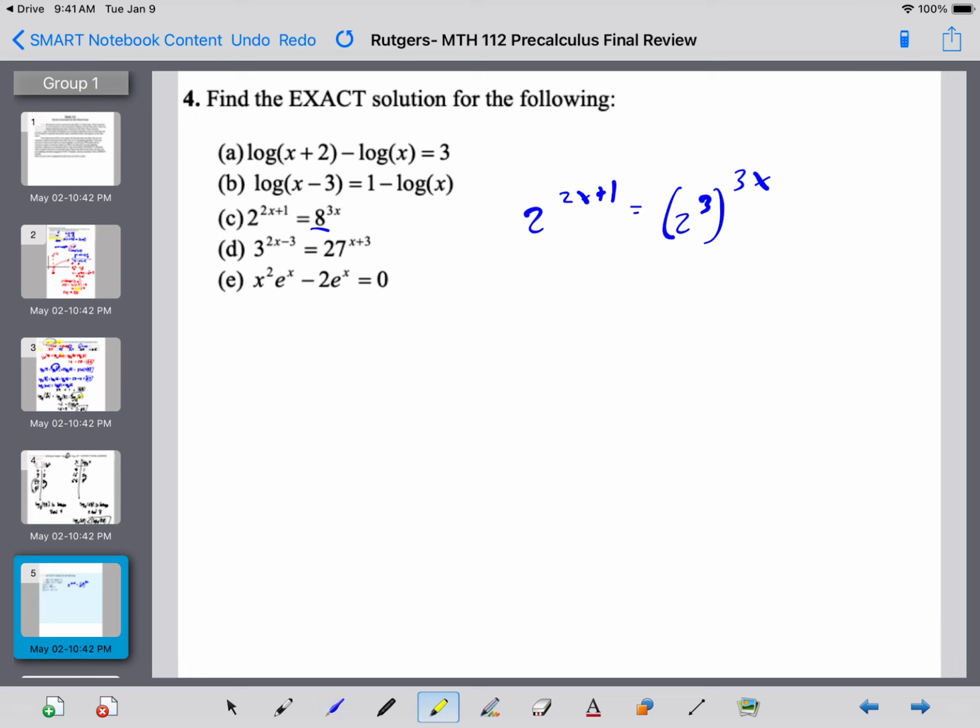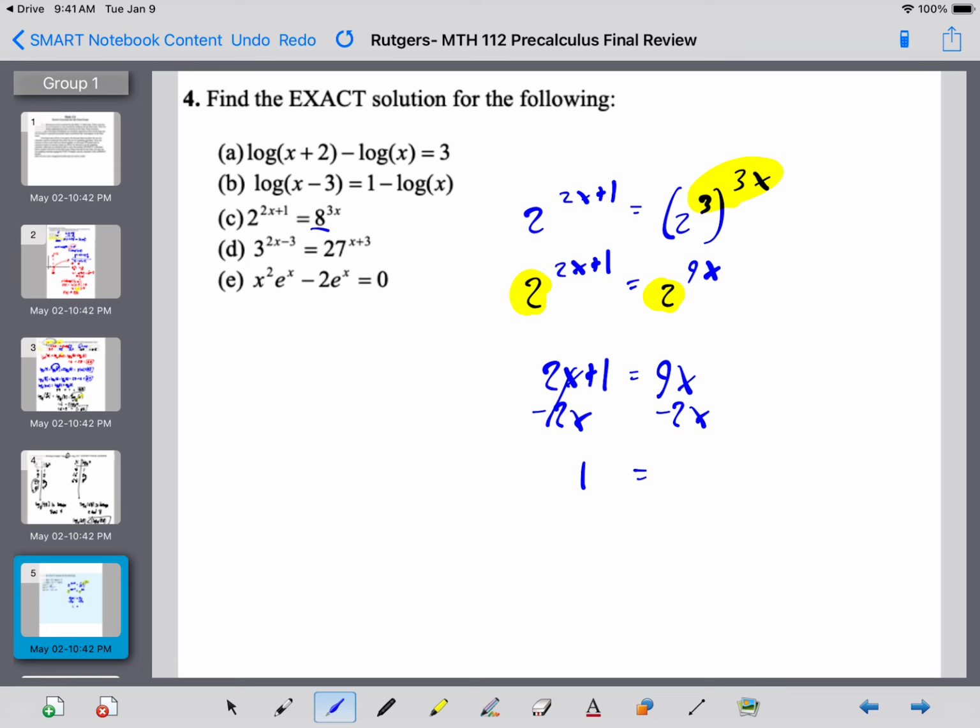And now my exponent law is the product law. You could multiply your exponents when there's an exponent within an exponent. So we have 2 to the 2x plus 1 equals 2 to the 9x. My method of common bases, if I have a common base, I could drop the bases and set the exponents equal to each other. Subtract 2x. 9x minus 2x is 7x. Divide by 7, and I get x equals 1/7.